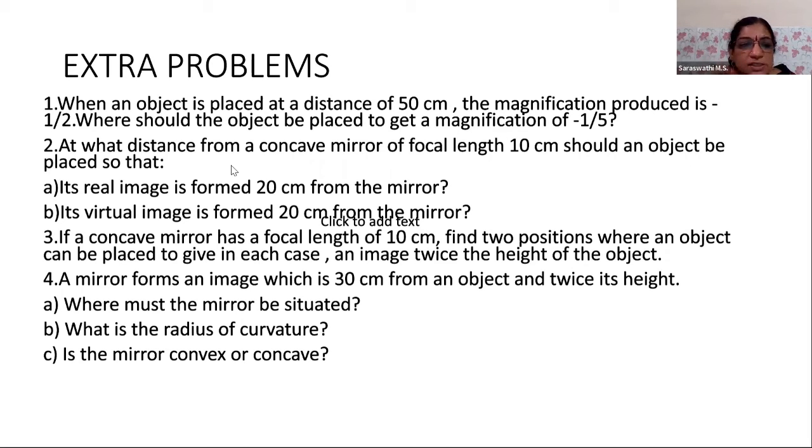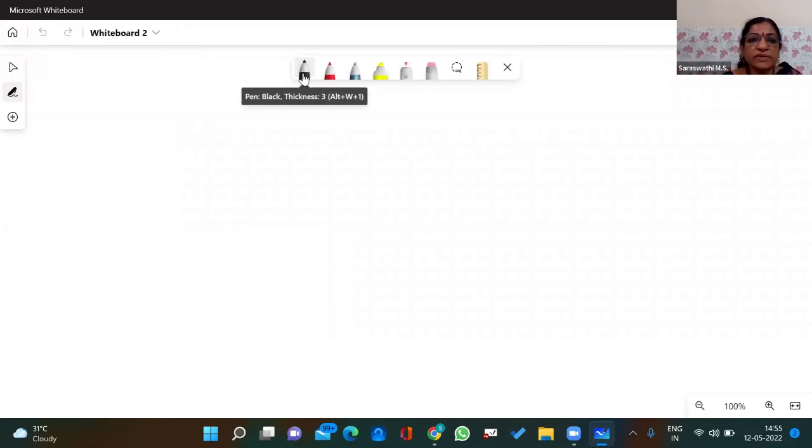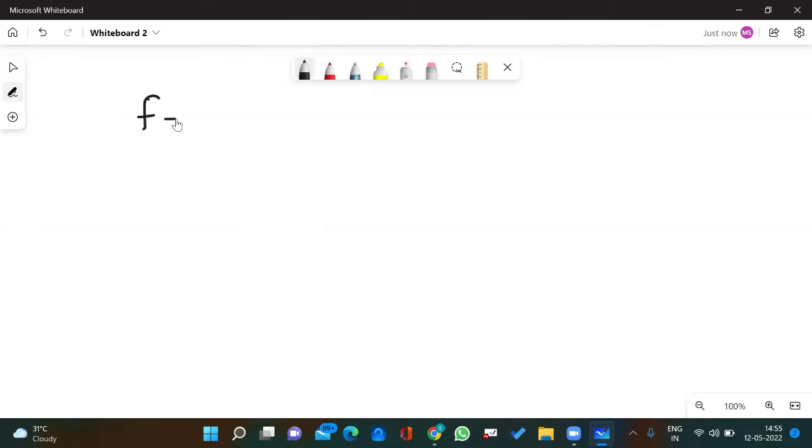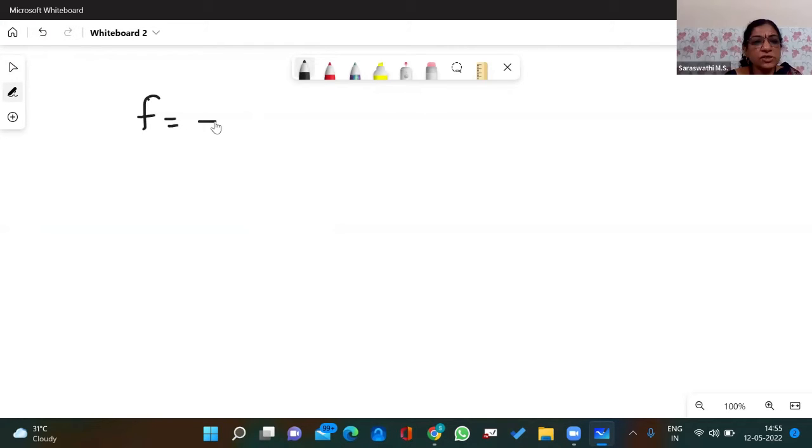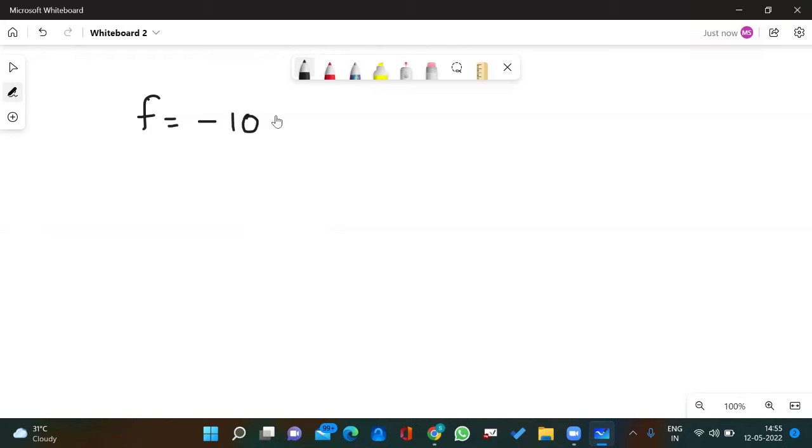Focal length is going to be constant. They have given the image distance in both the cases. It is a concave mirror. So real image, if you are getting, you should take V as minus 20. Virtual image means you should take V as plus 20. Can you do it? What is given? What is the focal length? F is equal to 10 centimeter. It is concave. So minus 10. Yes, ma'am. Minus 10.